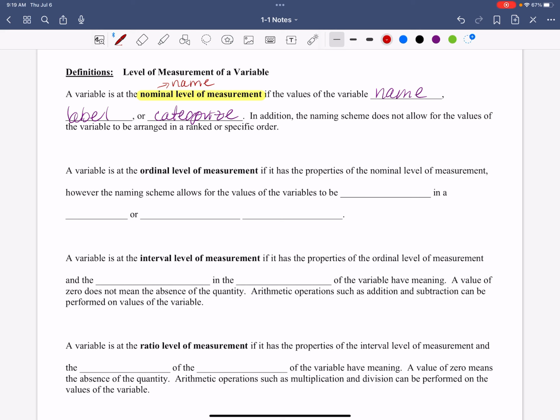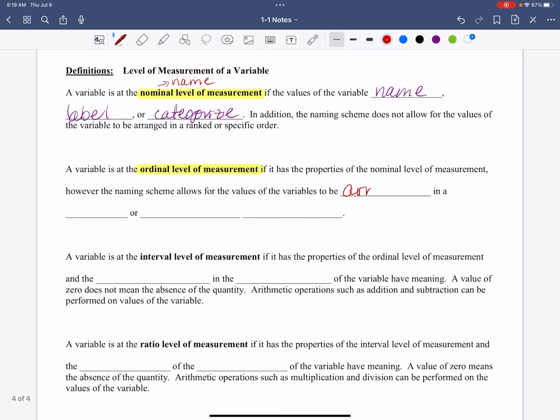All right. A variable here is at the ordinal level of measurement if it has properties of the nominal level of measurement, so it already has a name. However, the naming scheme allows for the values of the variable to be arranged in a ranked or specific order. So they have to be arranged in a ranked or specific order. That's the key to this, all right?